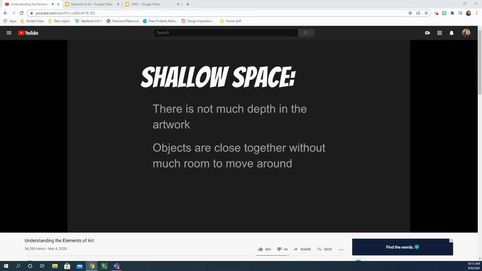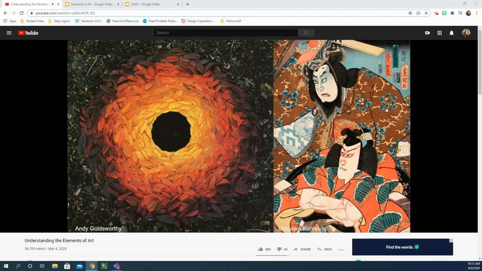So there's not a lot of depth to it. In an artwork, when we have shallow space, objects are close together without much room to move around. So here are a couple artists with artworks that involve shallow space: Andy Goldsworthy and Utagawa Kuniyoshi. So very different artists, for sure. But when we look at their artworks, we can see that we can't go very far into the artwork.